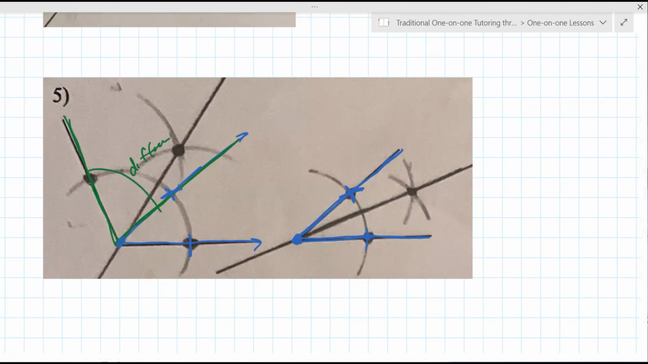See, a lot of times in math, they ask you to do the same thing. They just call it something slightly different, but it's exactly the same as what you've been doing.